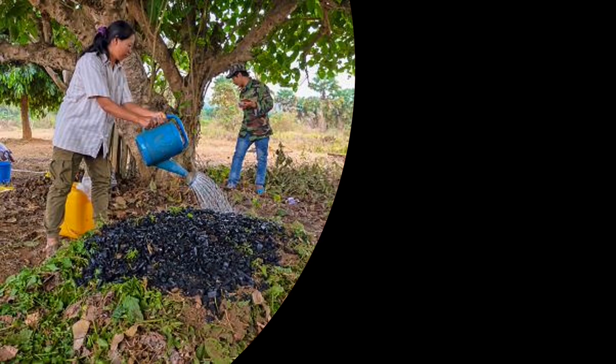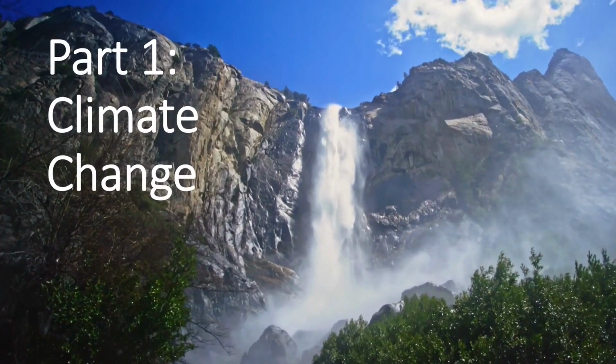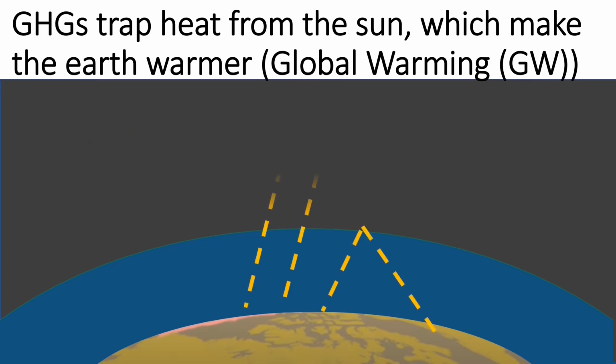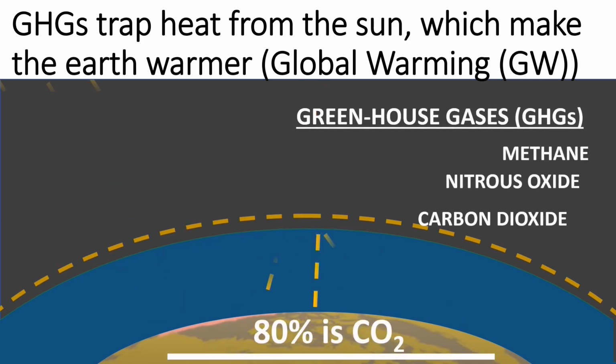This video is a quick overview of climate change and global warming. Greenhouse gas traps heat from the sun, which makes the earth warmer. With the rise in greenhouse gas, especially carbon dioxide or CO2, our earth will continue to get warmer and warmer. So to combat climate change, we need to know more about CO2 or carbon.